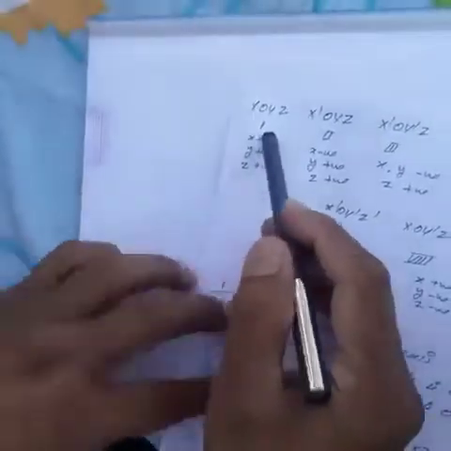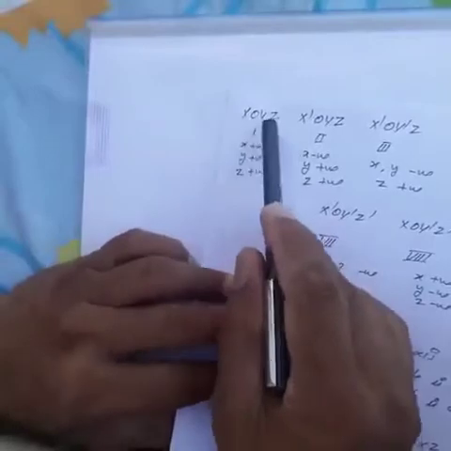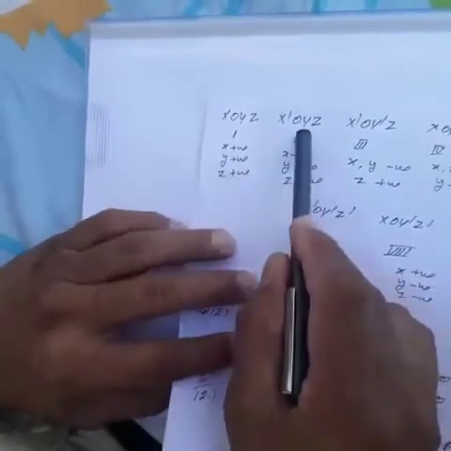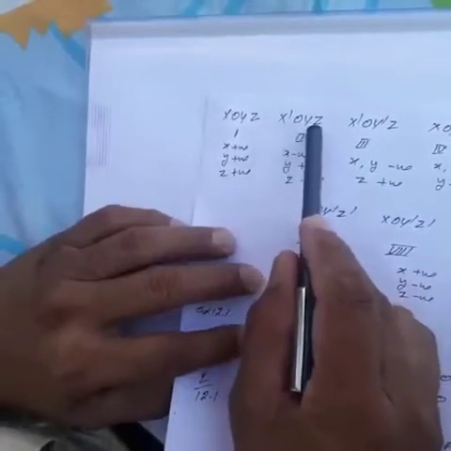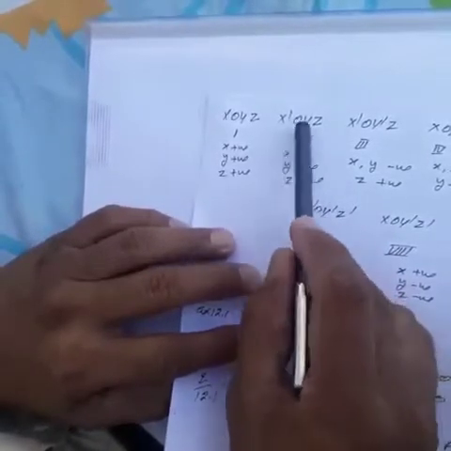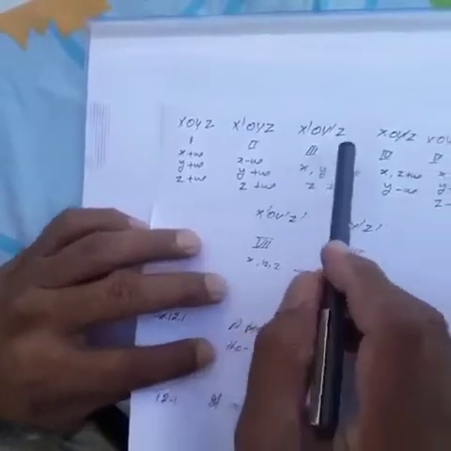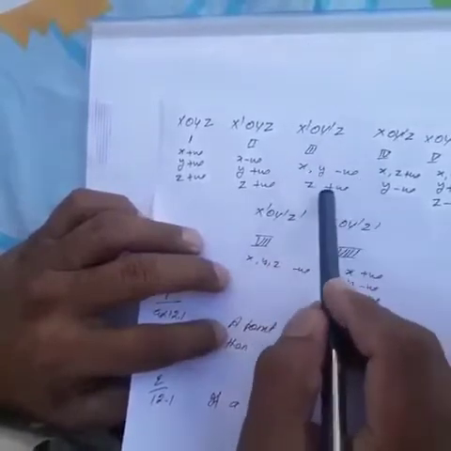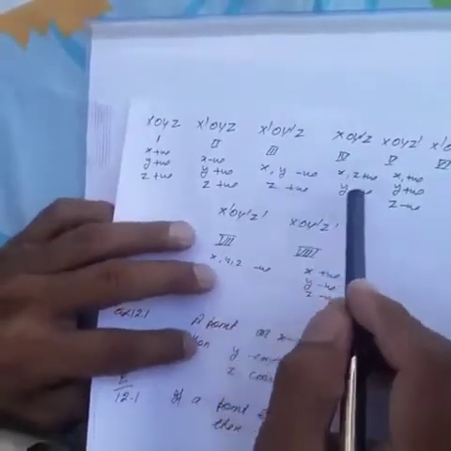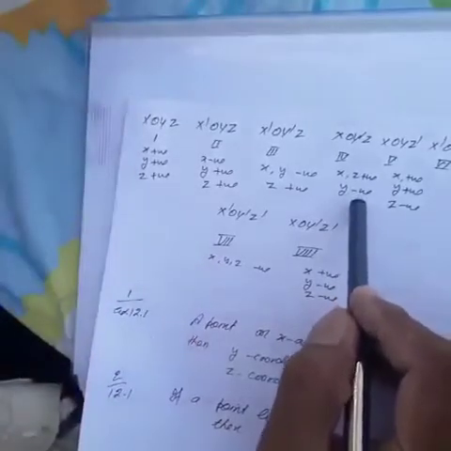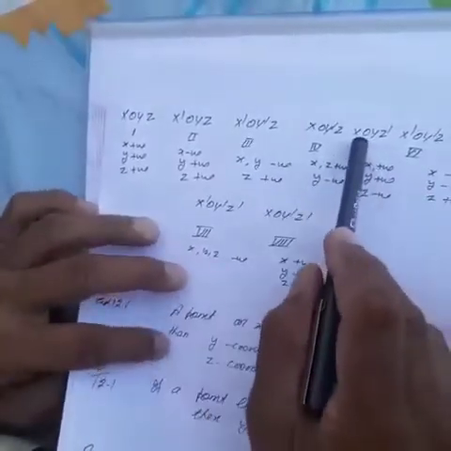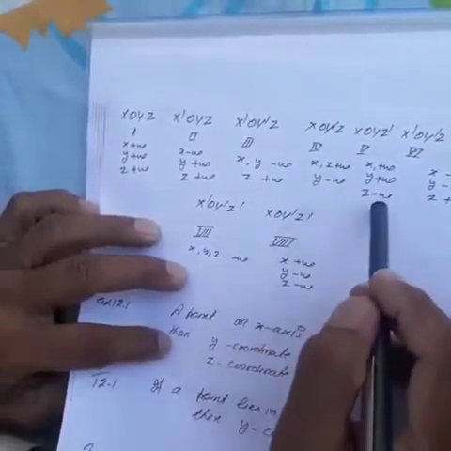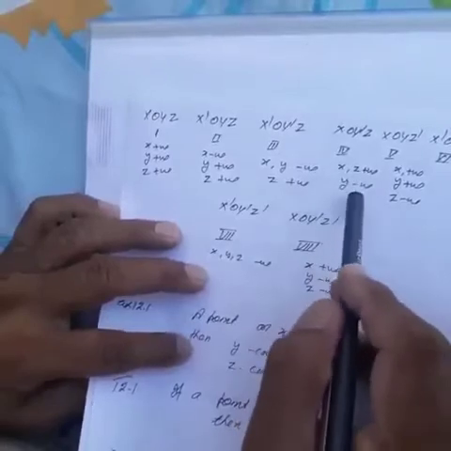In the first octant, x O y z, x, y, z all will be positive. In the second octant, that is x dash O y z, x will be negative, and the remaining will be positive. Similarly, in the third octant, x dash O y dash z, x and y negative and z positive. In the fourth octant, x and z positive and y negative. In the fifth octant, it is x O y z dash, x and y positive and z negative.